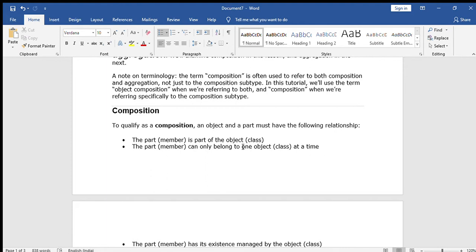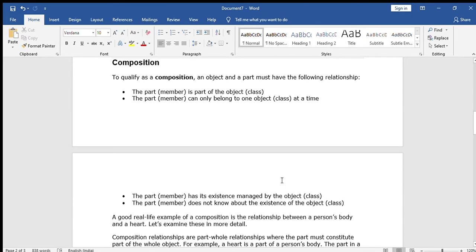Suppose you take a car steering wheel. The car compulsorily requires a steering wheel, and that steering wheel belongs to only one car. Take a heart, for example. The heart belongs to only one person. The heart is not used by a number of persons. The member can only belong to one object. And the third one: the member has its existence managed by the class. So the class must manage the existence of a member. That means the class knows the existence of the member.